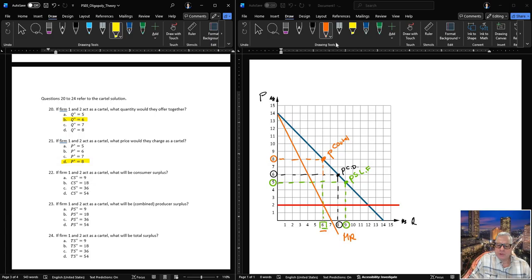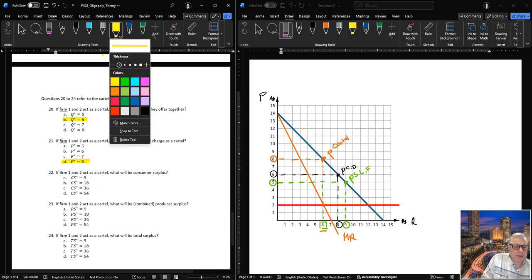What will be the consumer surplus? So consumer surplus is now basically this area here, which is 6 times 6 over 2. So 36 over 2, it's 18.